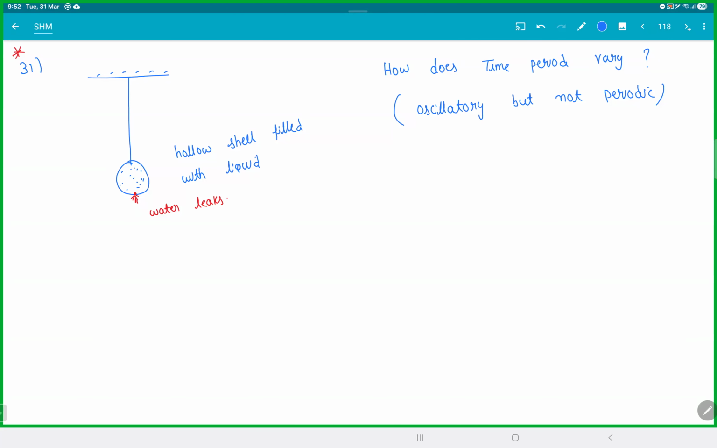What do you guys think? Decrease and then increase. So in the formula 2 pi root over L by g, M is not there, so it shouldn't depend on the mass. So yeah, there's a fifth option, time period doesn't change. What is the catch? Look at the shells.